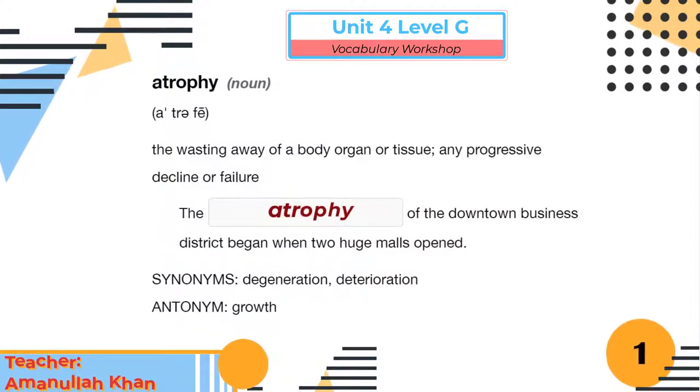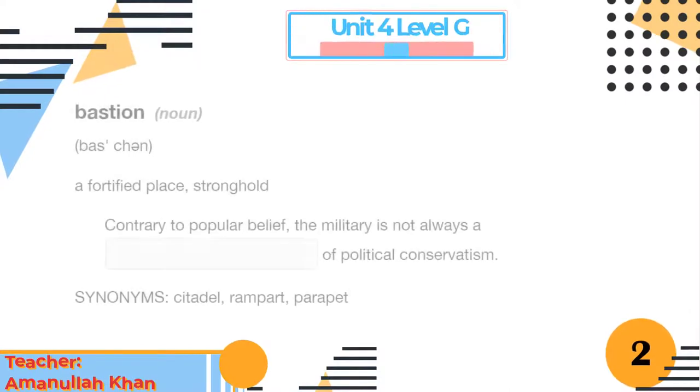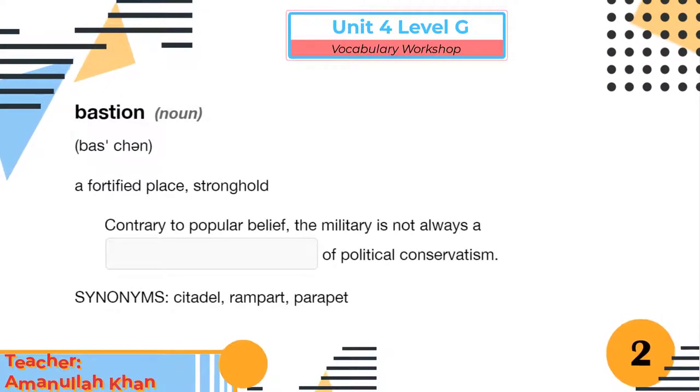Now you say atrophy. Try the word again. Bastion. Bastion is a noun meaning a fortified place, stronghold. Here are a few ways in which bastion can be used. The underground shelter served as a bastion for the family during tornado season.